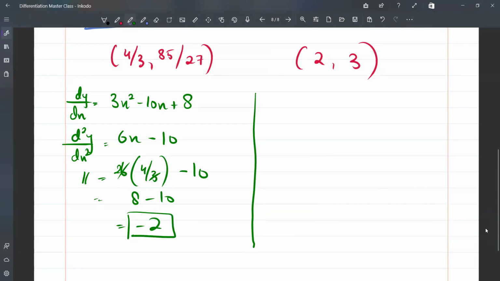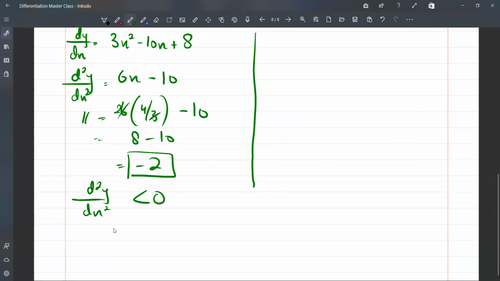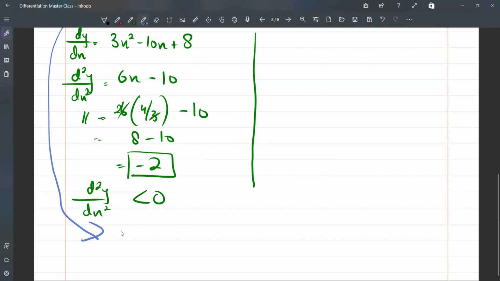All right. This means since d square y upon dx square is less than 0, this point is therefore a maximum point. All right. This is a maximum point.